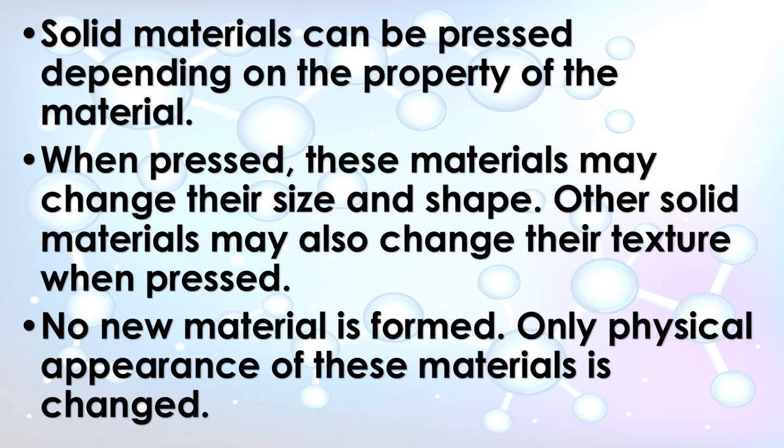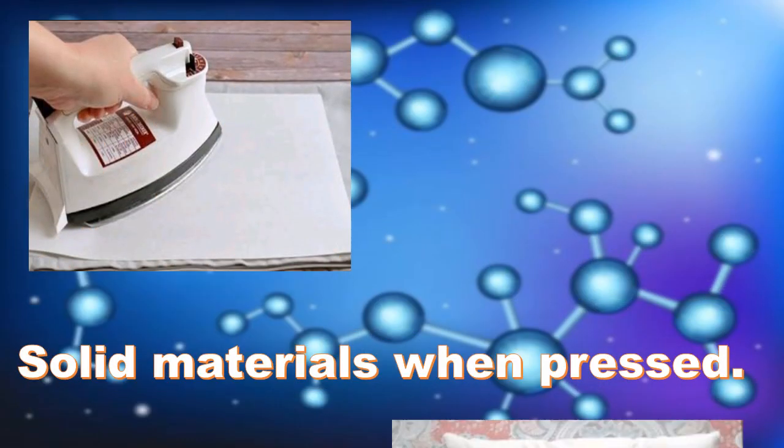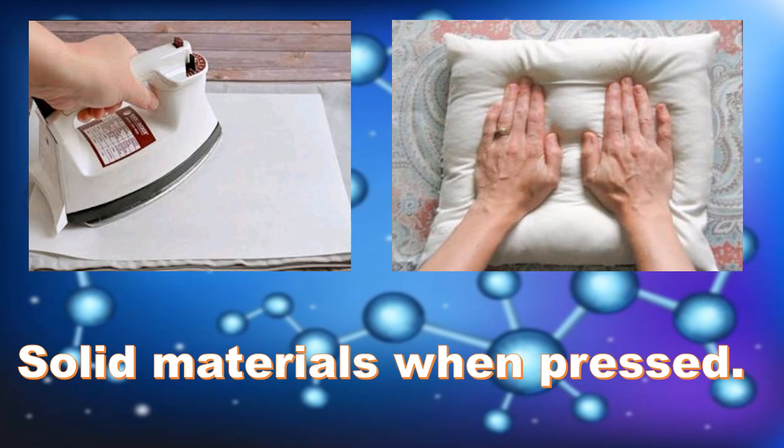Solid materials can be pressed depending on the property of the material. When pressed, these materials may change their size and shape. Other solid materials may also change their texture when pressed. No new material is formed. Only the physical appearance of these materials is changed. These pictures show the change in appearance of the solid materials when being pressed.